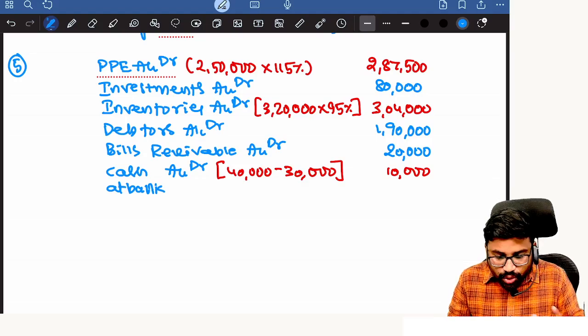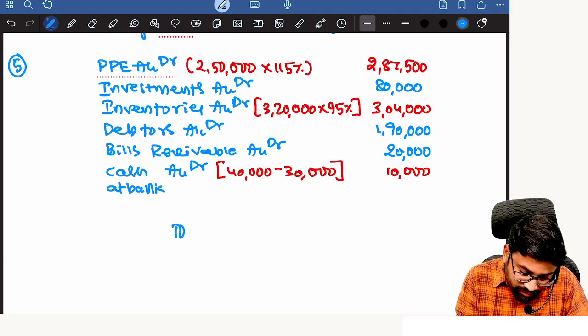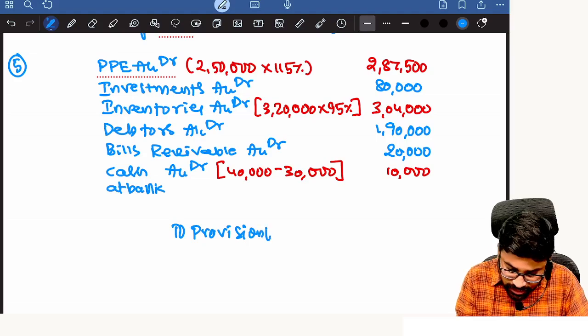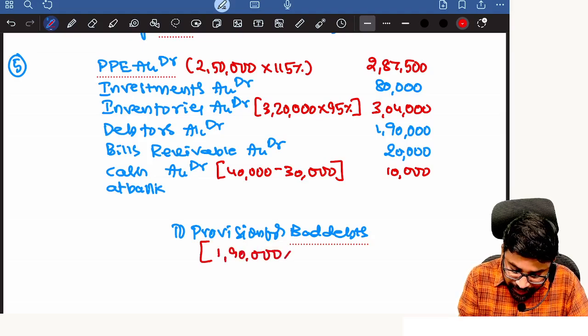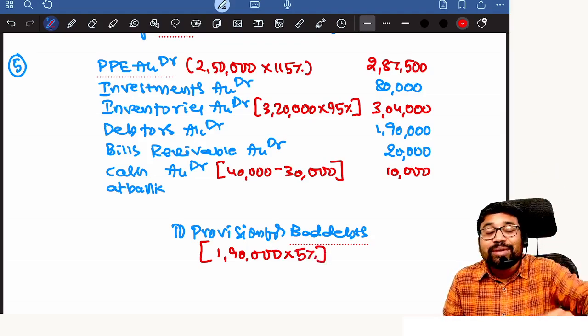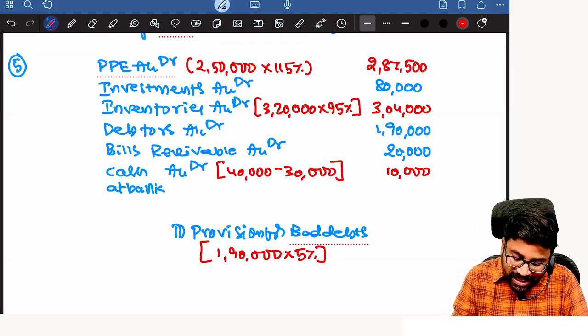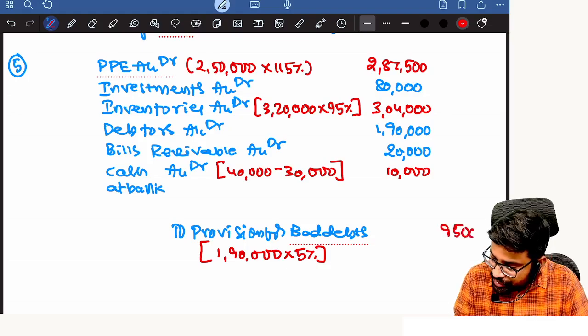I think these are the total debit side. Leave one line and write credit items. First I am writing provision for bad debts or doubtful debts, whatever. How much provision do you create, tell me? 5%. So 1,90,000 into 5%. So P has taken Q Limited debtors 5% less than the book value. So 1,90,000 into 5%, how much? 9,500 I need to take.